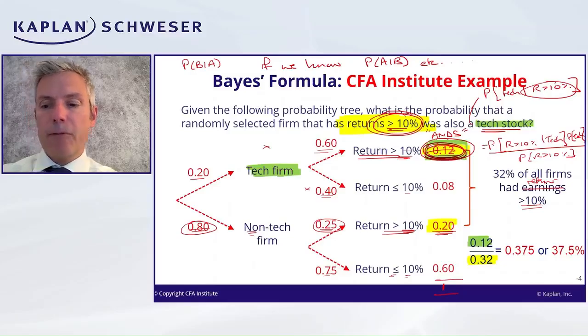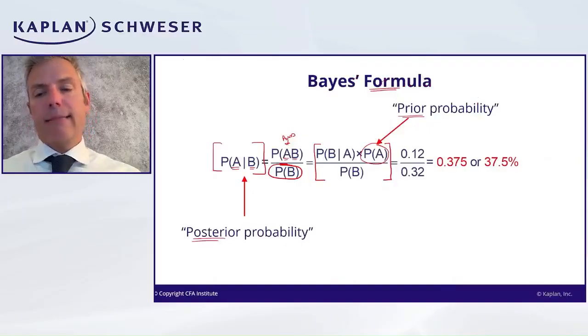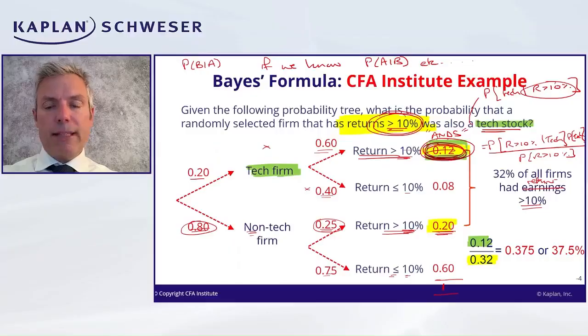So that's using Bayes' formula, and I think it's less intuitive and less visible than just picking the probabilities out of the tree. And so that's why my wholehearted recommendation is that you use the trees here.